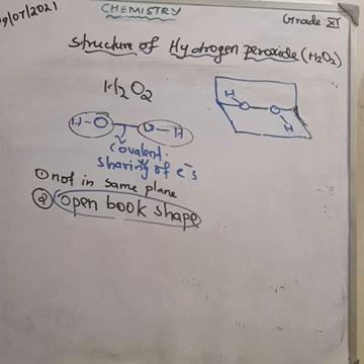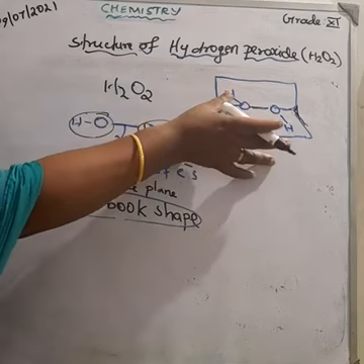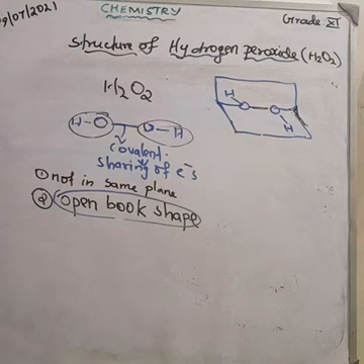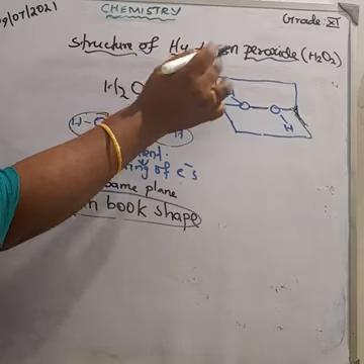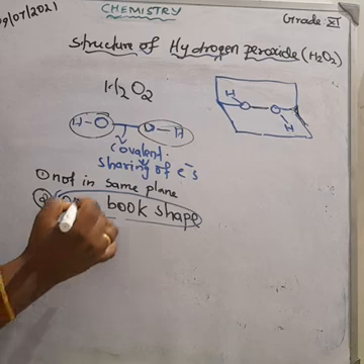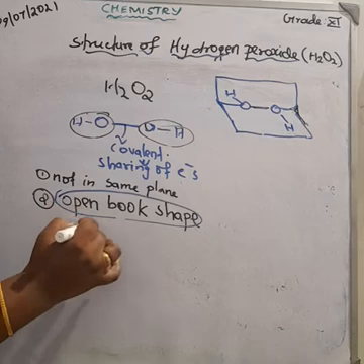Understand? So what is the reason for this skew conformation? It is due to the repulsive interaction of the OH bonds with the lone pairs of electrons on each oxygen atom. So these are the two oxygen atoms.